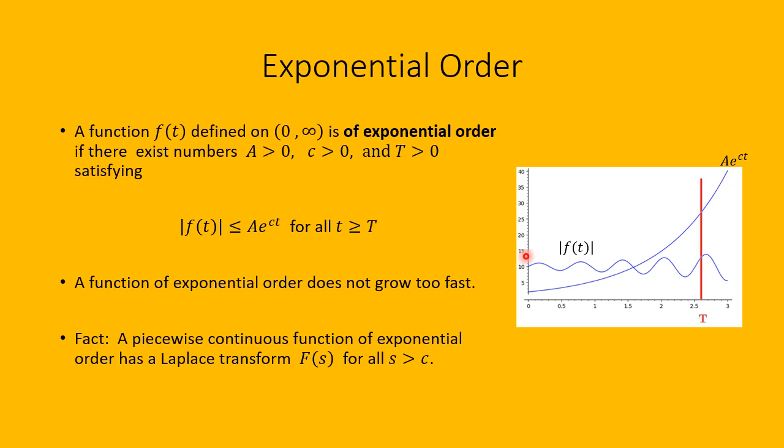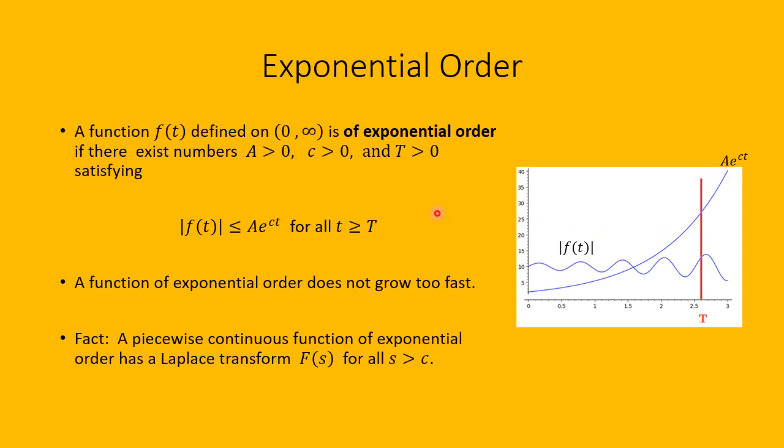Here's a picture. Suppose that this is the curve absolute value of f of t. The horizontal axis is the t-axis. Suppose that we can find an exponential curve a e to the ct and a number capital T somewhere out here, such that once we look at values of little t to the right of this number capital T, this graph is below this graph here, or at least not getting above that curve. It could touch this exponential curve, that's okay.